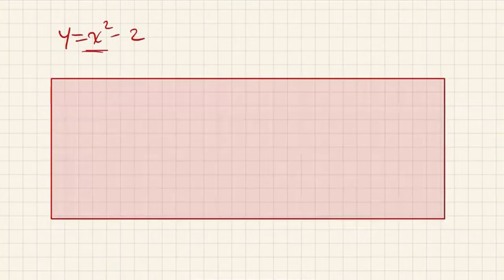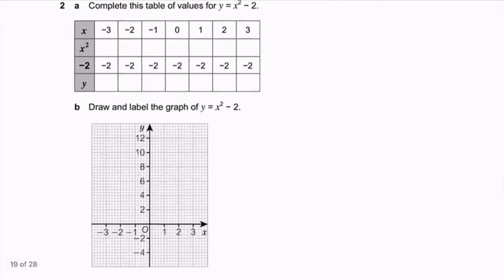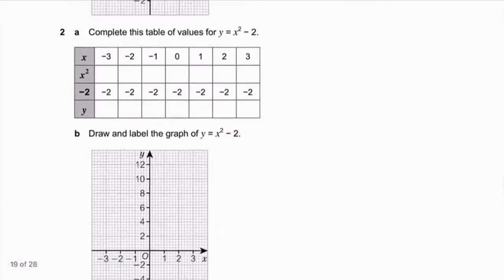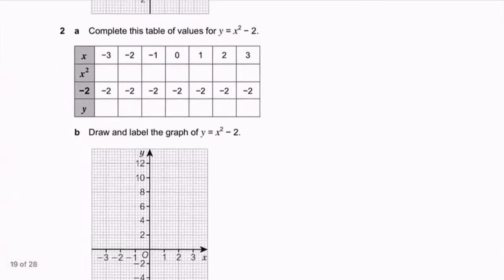Or let us do it from here directly. I have it here instead of a. Now complete this table of values for y equals x squared minus 2. So here I will put x squared. If I substitute negative 3 squared, that means 9, negative 2 squared is 4, negative 1 squared is 1, 0 squared is 0, 1 squared is 1, 2 squared is 4, 3 squared is 9. I will subtract 2 from this value to get y, which is x squared minus 2.